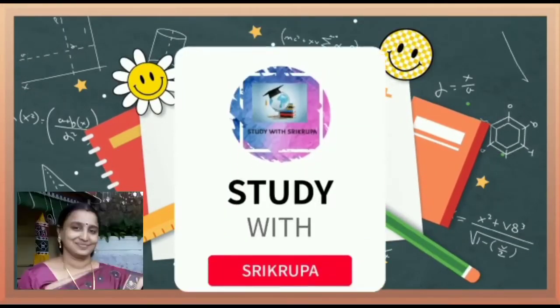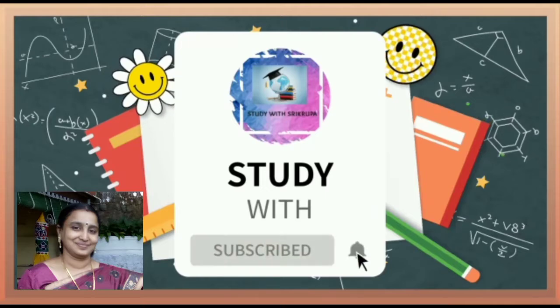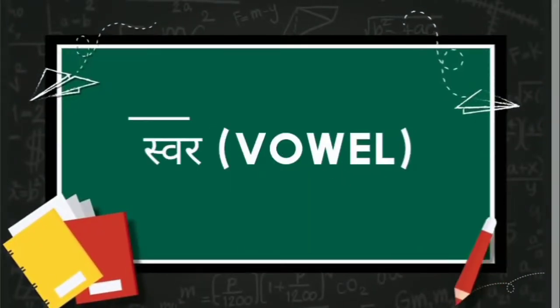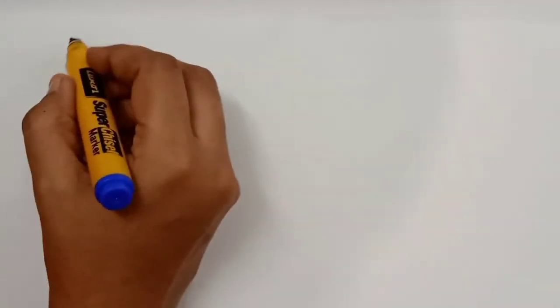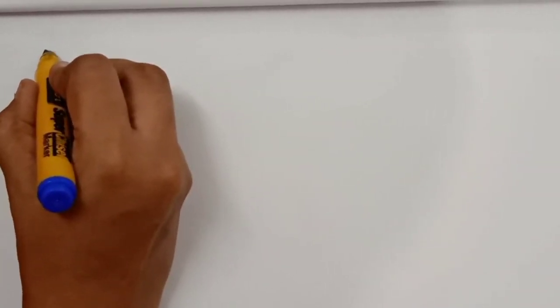In this video, we will learn the formation of Hindi letters, that is vowels, Swar. The first letter of the Hindi alphabet is letter A. Let's see how to write it.